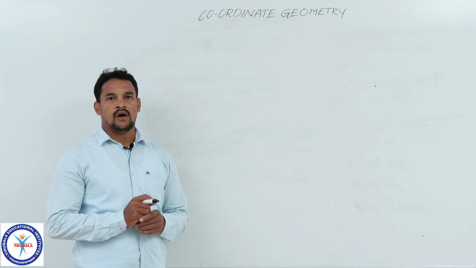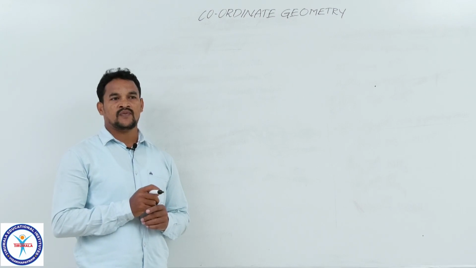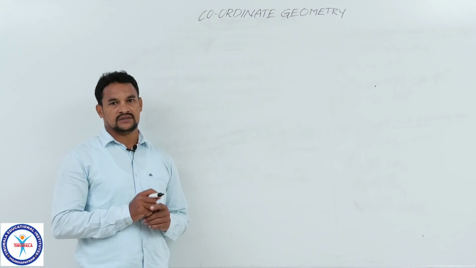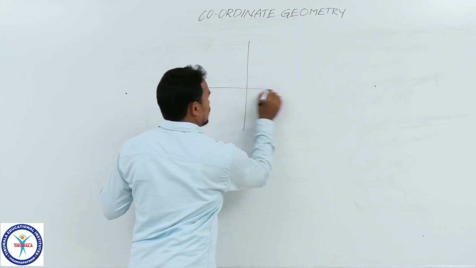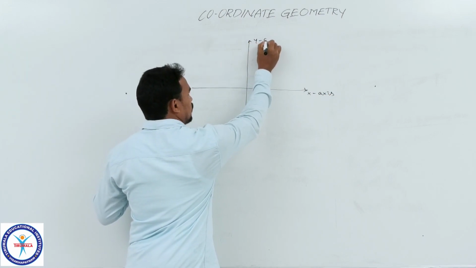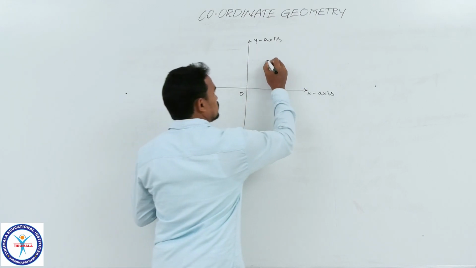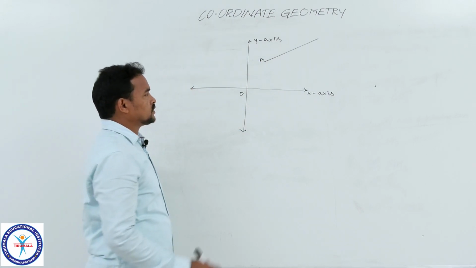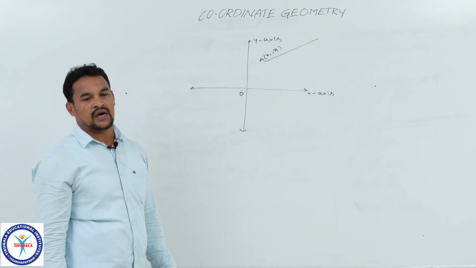Now in this class, we learn how to find the distance when the line segment joining the points A of x1 comma y1 and B of x2 comma y2 is not parallel to both the x-axis and y-axis. Here see, the x-axis and y-axis intersect at the origin denoted by O. The line segment AB is not parallel to the x-axis or y-axis. The coordinates of A are x1 comma y1, and the coordinates of B are x2 comma y2.